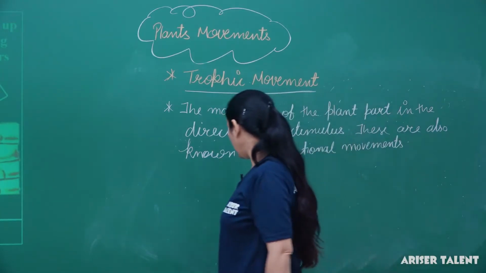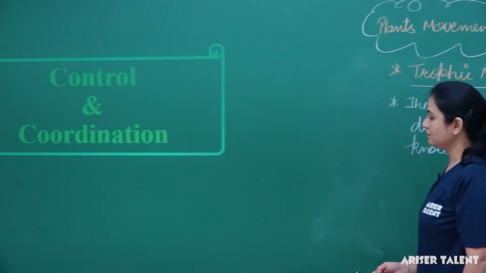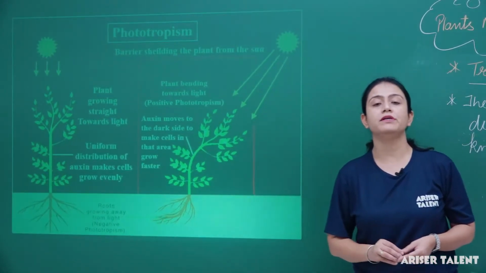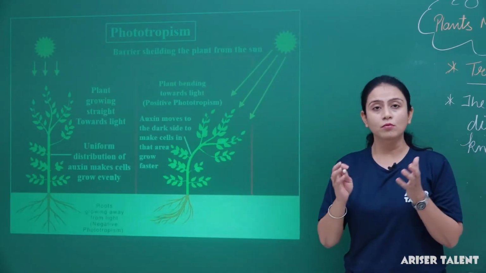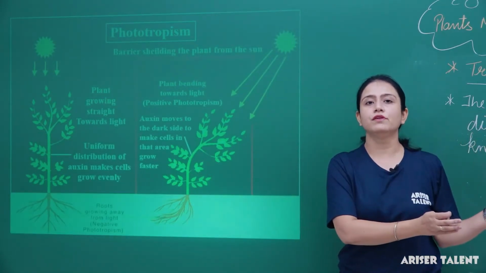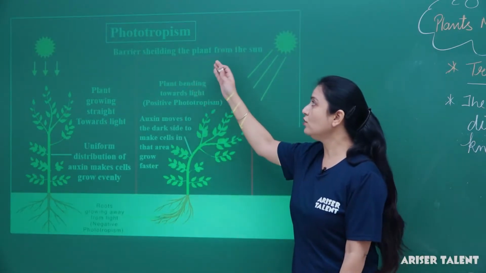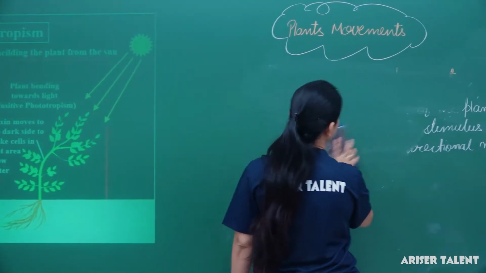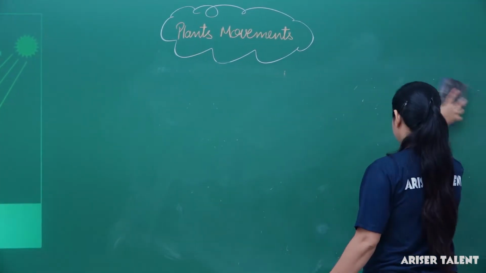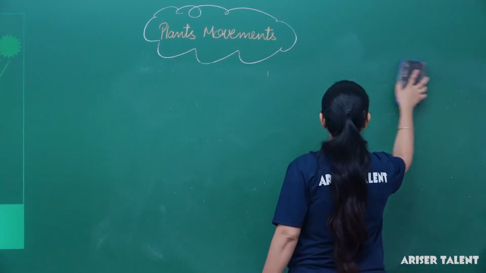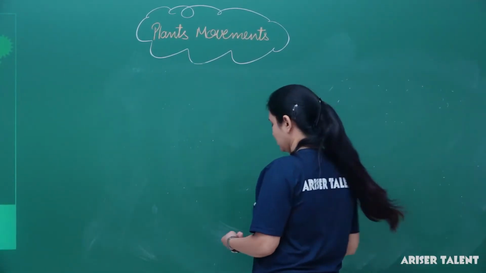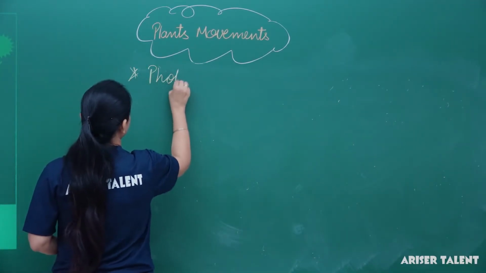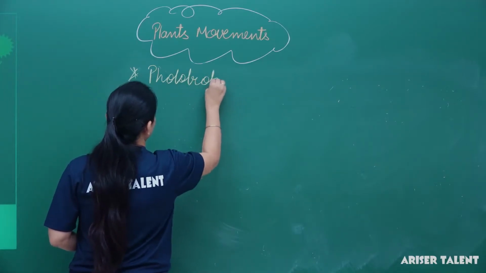First of all, we will talk about phototropism. What is phototropism? When the part of the plant moves in the direction of light, that is known as phototropism.